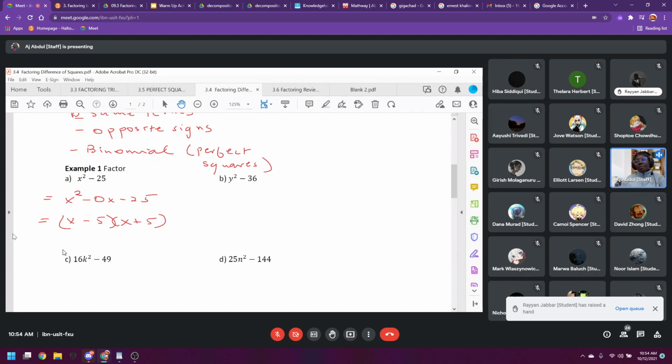So keep at the back of your mind that the middle term is 0. I see your hand up, please. That's why it comes out to be two terms. So every time you see that and it's a subtraction, the middle term is 0.